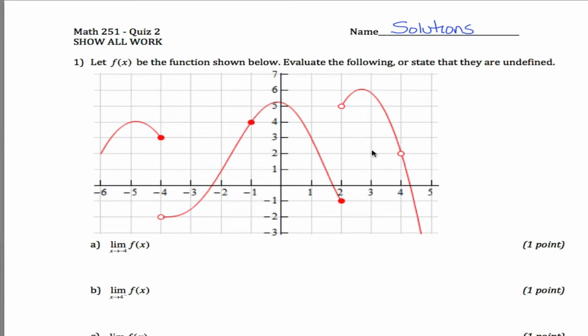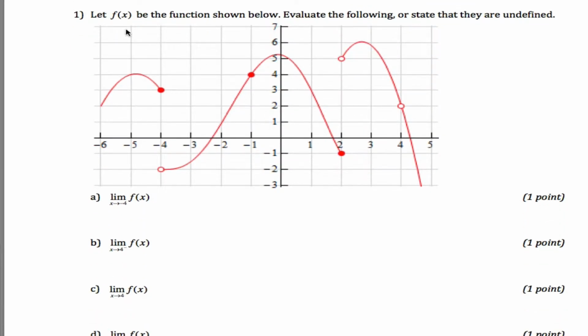For quiz 2 for math 251. For the first part, we're given this function f of x, this weird discontinuous, maybe piecewise function, and asked to evaluate a bunch of limits.